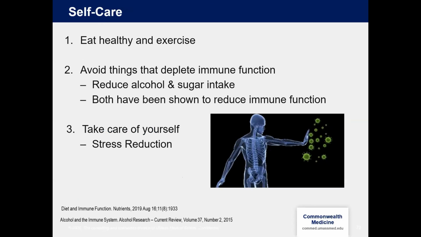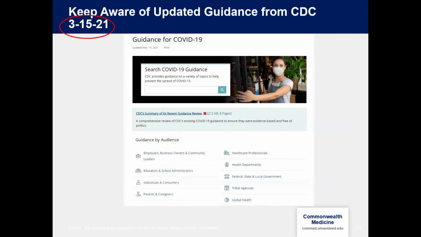Making sure your staff have self-care, they stay healthy, avoiding things that deplete immune function. I think last year, a lot of us, myself included, maybe indulged a little bit more with alcohol and sugar. And both of those, unfortunately, have been shown to reduce immune function. A lot of people gained weight last year as they were quarantined and at home. And so now they're learning to take care of yourself with stress reduction, whether it's stretching and walking and yoga and meditation and prayer, things that are going to get your immune system pumped up, and reduce alcohol and sugar intake.